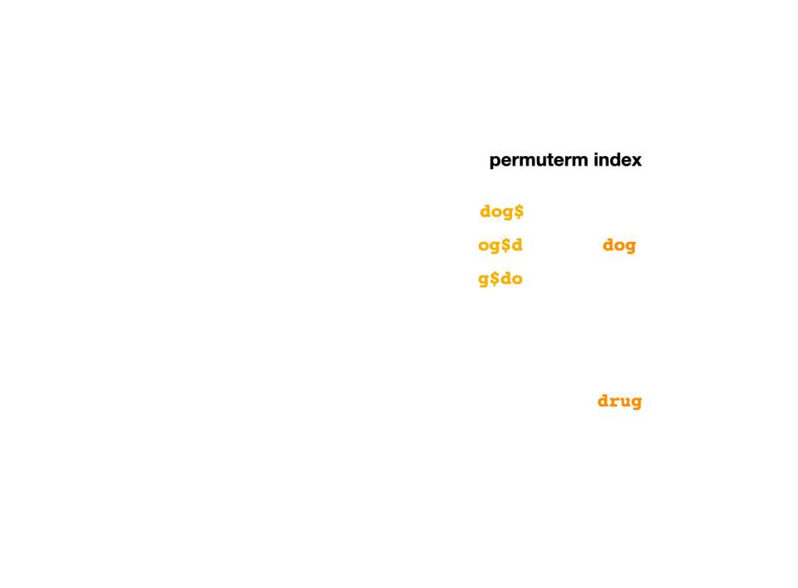But let's say drug is also in the permuterm index. And these permuterms will all point to drug: drug$, rug$d, ug$dr, and g$dru.